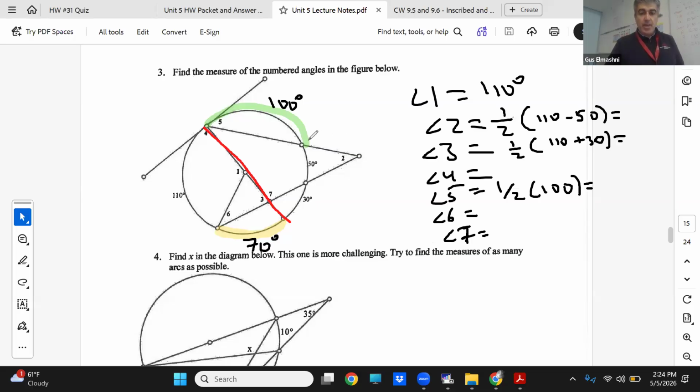Angle 4 is a tangent. I probably didn't mention that. That should probably have been mentioned. It was a tangent line. That's 90, because it's just a central angle.